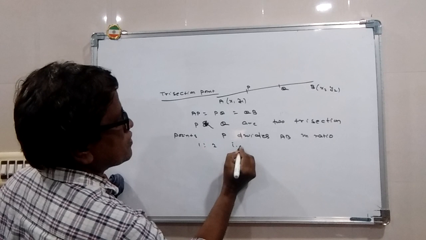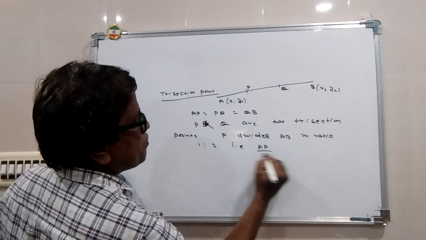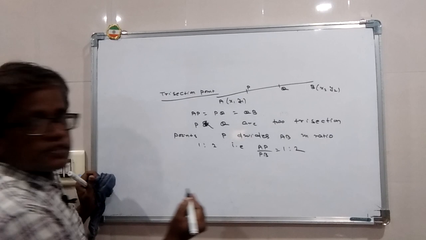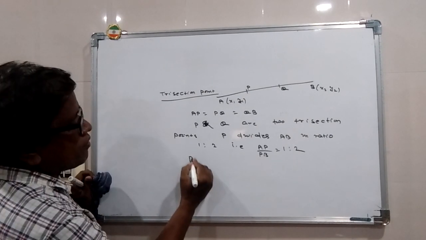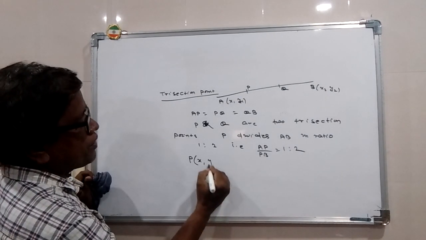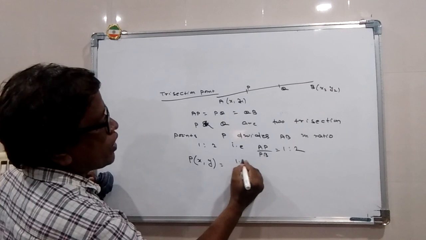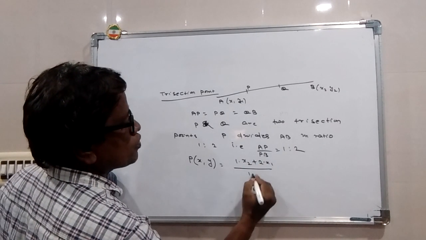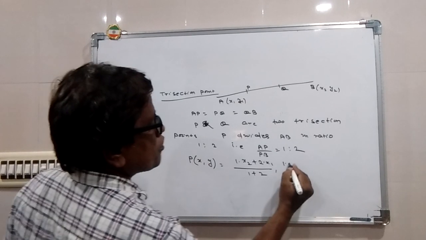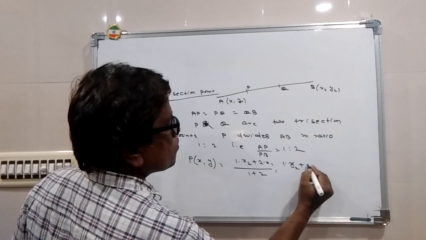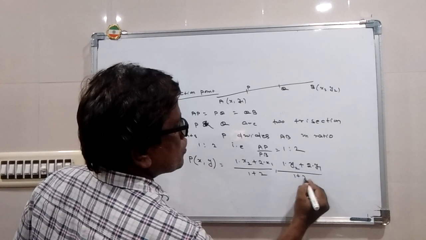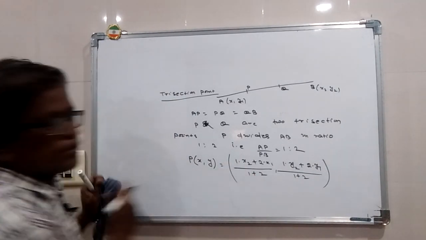That means AP/PB is 1:2. So by using the section formula, we can find the coordinates of point P as (1·x2 + 2·x1)/(1 + 2), and for the y coordinate, (1·y2 + 2·y1)/(1 + 2). So this is your first trisection point.